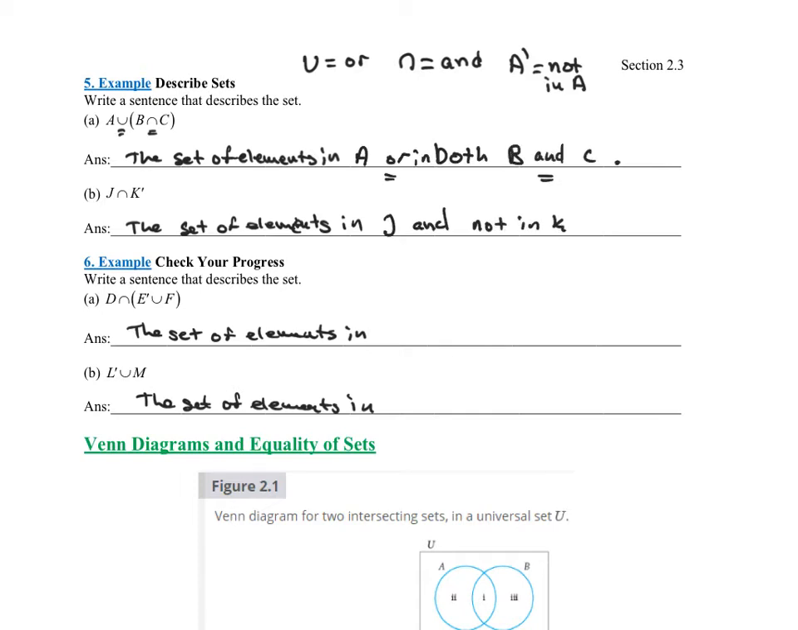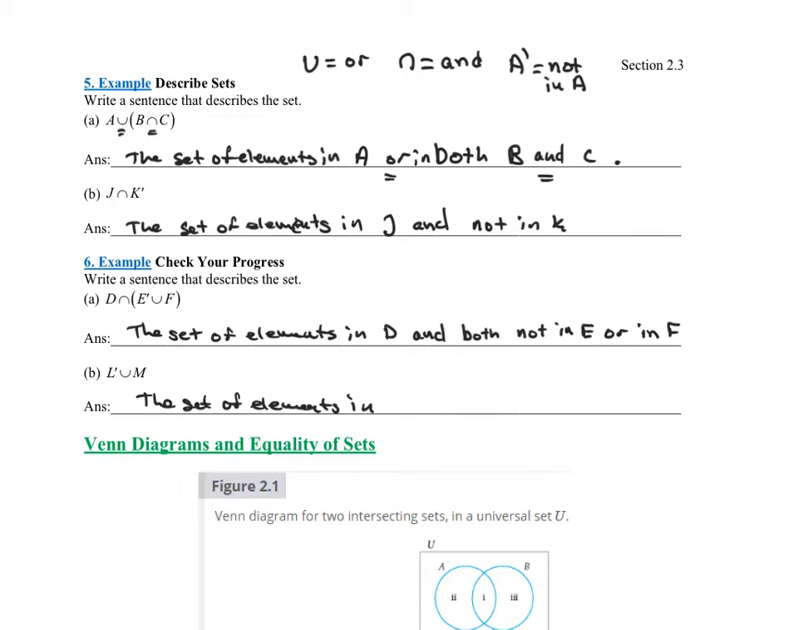Let's look at 6A. D intersection, in parentheses, E complement union F. So it's the set of elements in D. Intersection is the word and. Then we have the parentheses around E complement union F, so we're going to have to say both: not in E, that would be E complement, and the union would be or in F. So it's either not in E or in F.